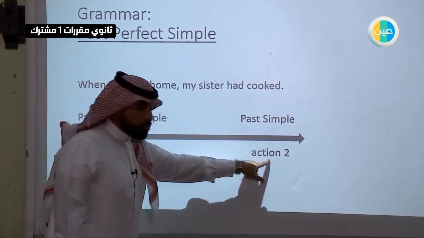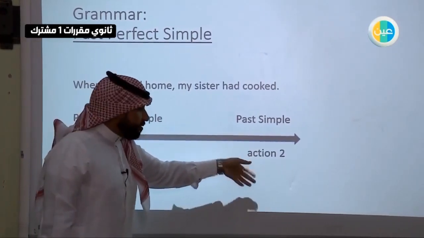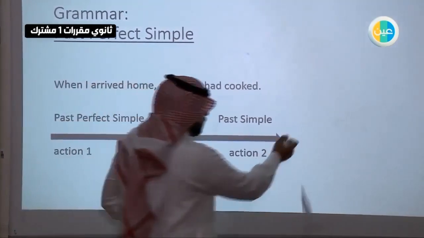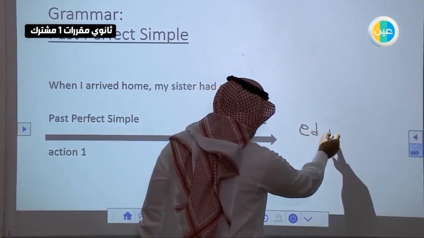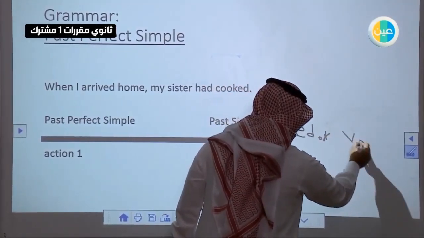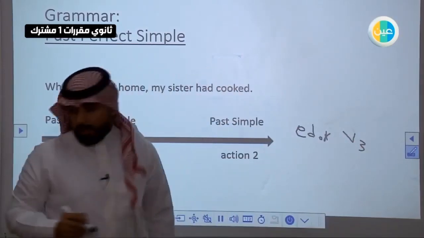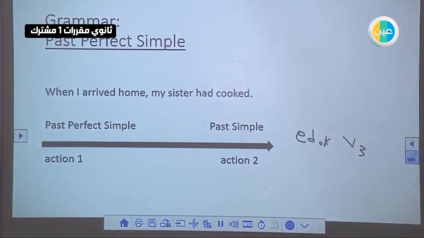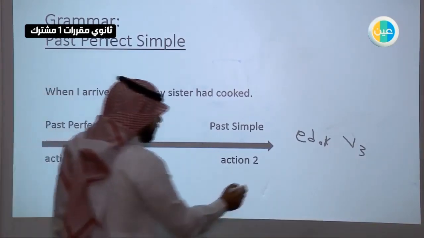While action number two, the thing that happened later, is in the past simple. We just use ed or V3, which is on page, let me make sure about the page, it's on page 77.